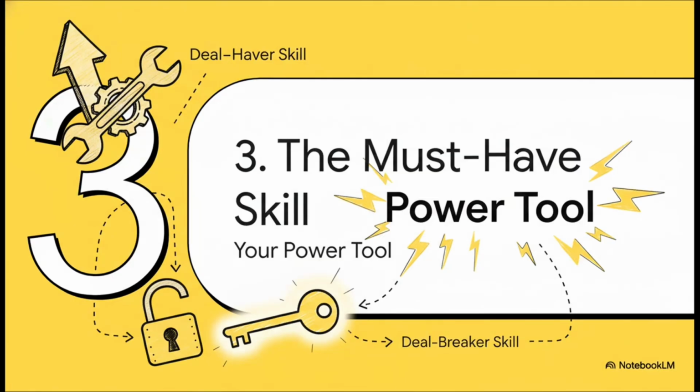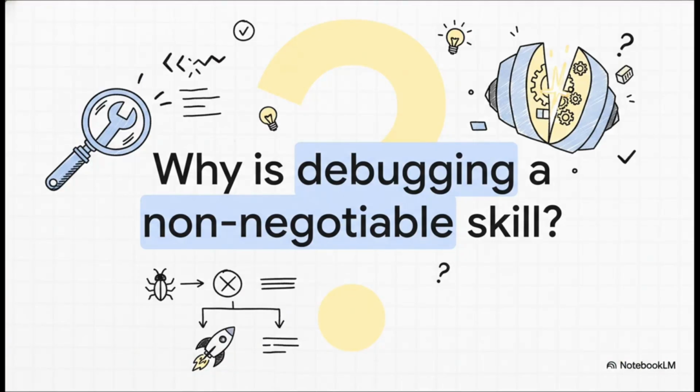All right, so we've covered the stuff you need to know, but now we're going to talk about the one skill you absolutely have to be able to do. This isn't just theory, this is a hands-on skill. And honestly, it's a deal breaker. And yep, you guessed it, that skill is debugging.